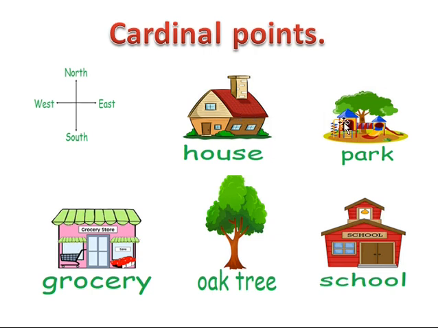Now pretend you are in the park. If you are in the park and you want to get to school, you would have to walk in this direction going downwards. If you now look at your cardinal points, if you are going downwards, it means you are going south. So children, from the park, if you want to get to the school, you would walk south to get to school.